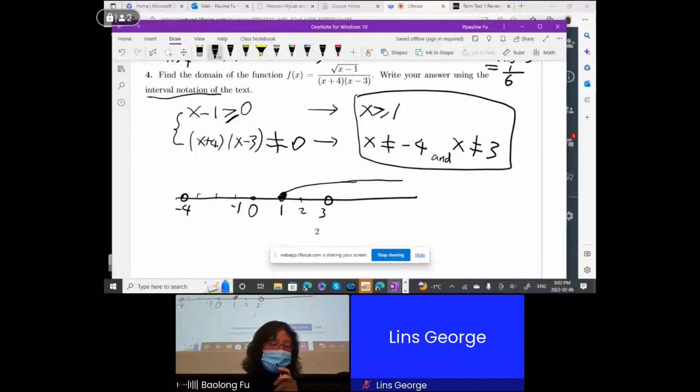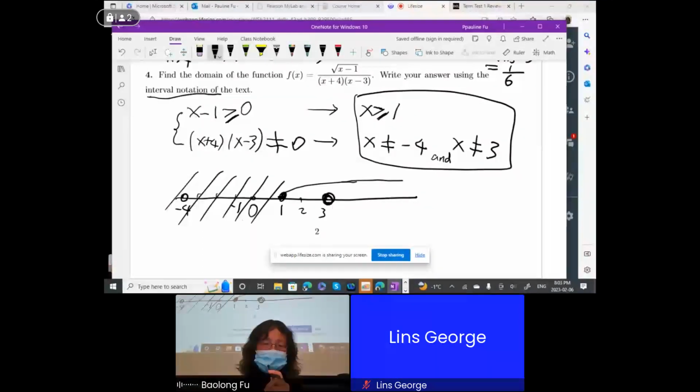So we actually ignored this part. We ignored it because x must be greater equal to 1. Do you see that? x must be greater than or equal to 1. And then x not equal to 3. And so this, we can write down. It is actually this part and this part.